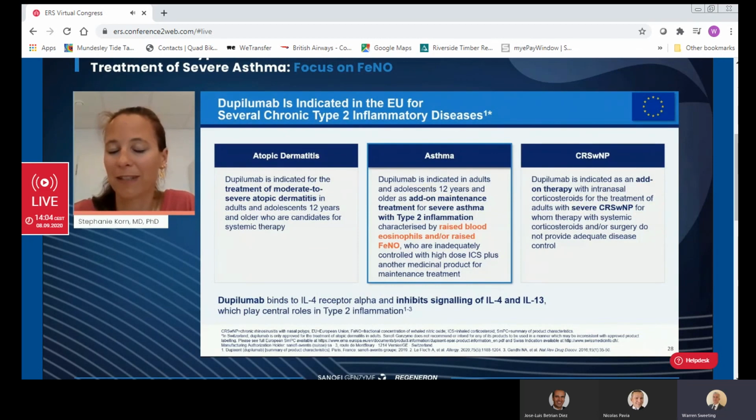And last but not least, recently we got the approval for patients with chronic rhinosinusitis with nasal polyps, and we are just looking to get some experience treating these patients with dupilumab. And I want to share a case report, a patient that we treated with dupilumab. This is one of our first patients, to get an impression of how these patients feel and do during dupilumab treatment.